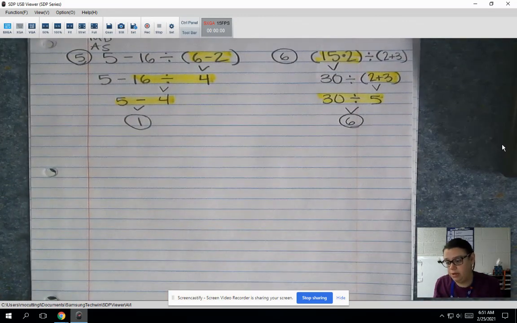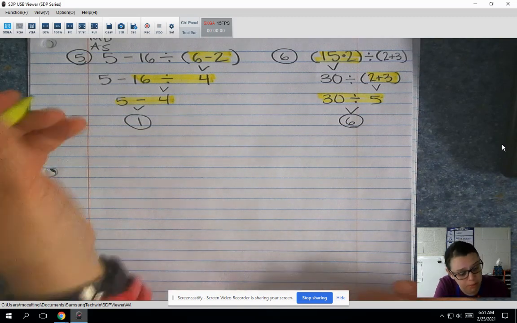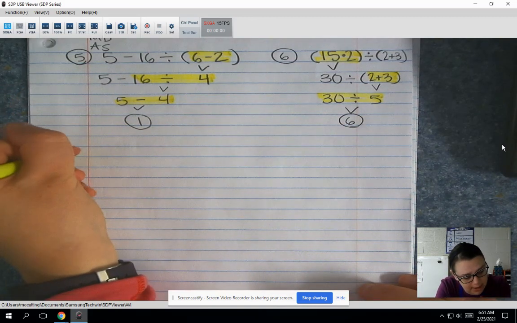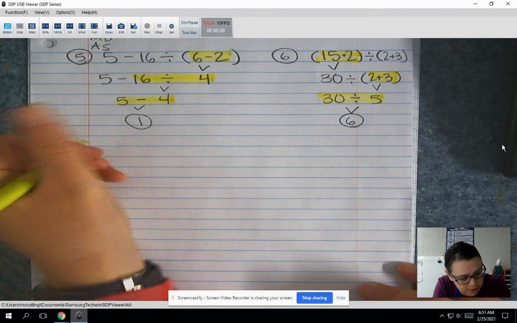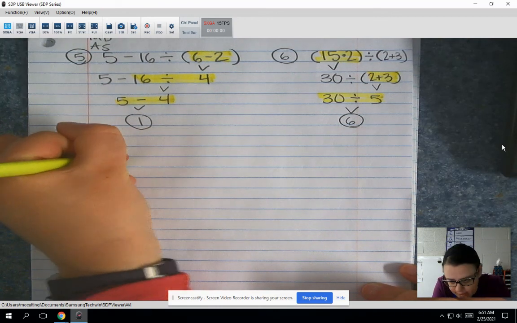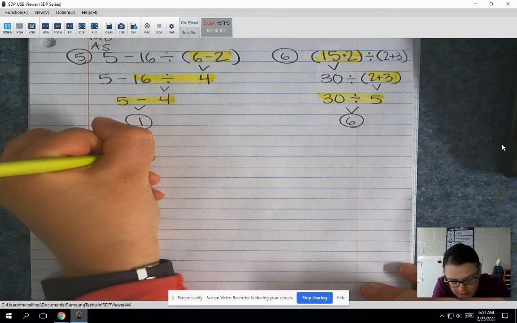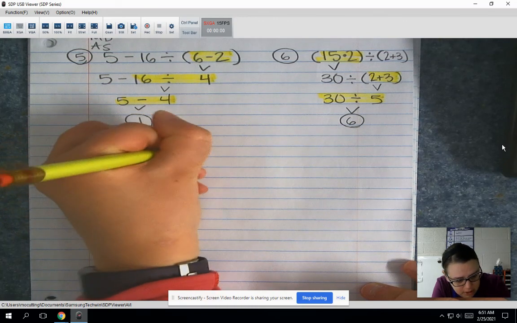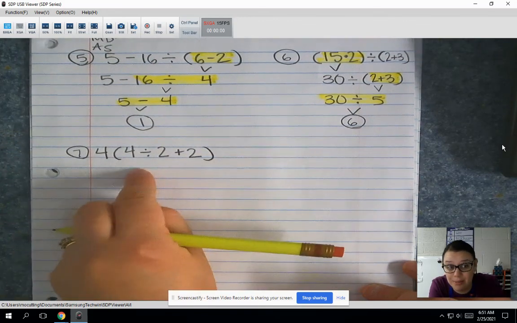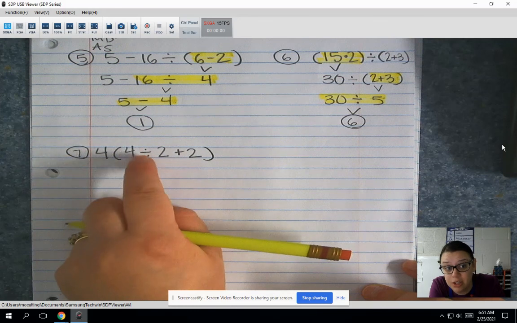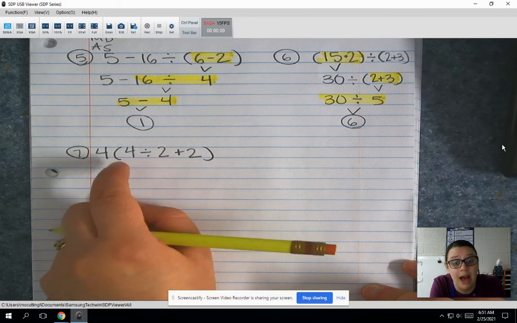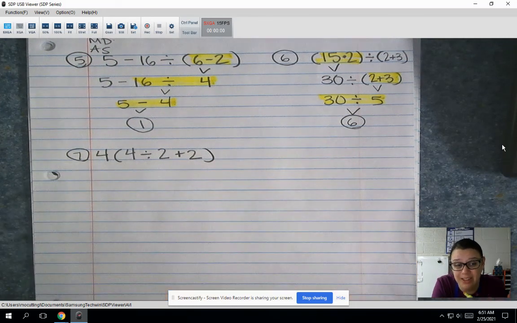Okay, so I am going to leave you 3 problems to try on your own. And you need to have those done when you come back to class. All right, so number 7 is 4 parentheses 4 divided by 2 plus 2. Inside parentheses, we still follow that order, so I'll do this. Copy everything else down, keep it in those parentheses, and then add that 2.